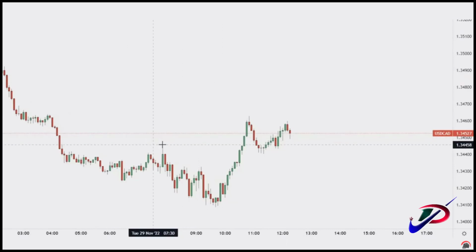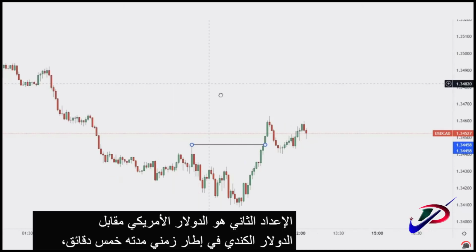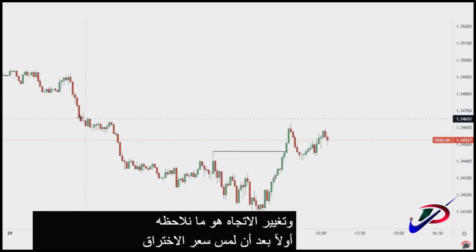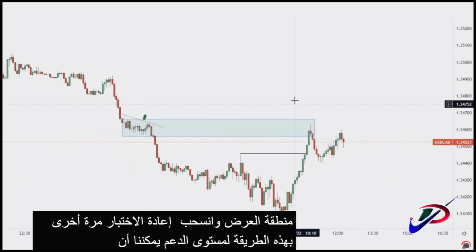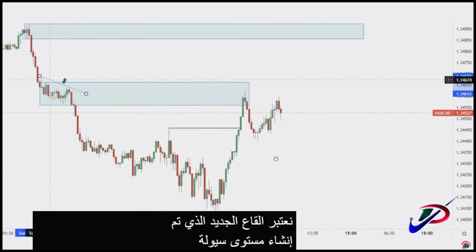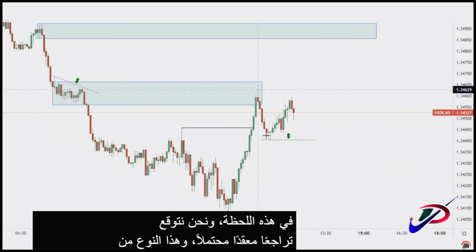The second setup is US dollar versus Canadian dollar, 5-minute time frame. The change of trend is what we notice first. After the breakout, price touched a supply zone and pulled back, retesting in this way the support level. We can consider the new low that has been created a liquidity level. In this moment we are projecting a potential complex pullback.